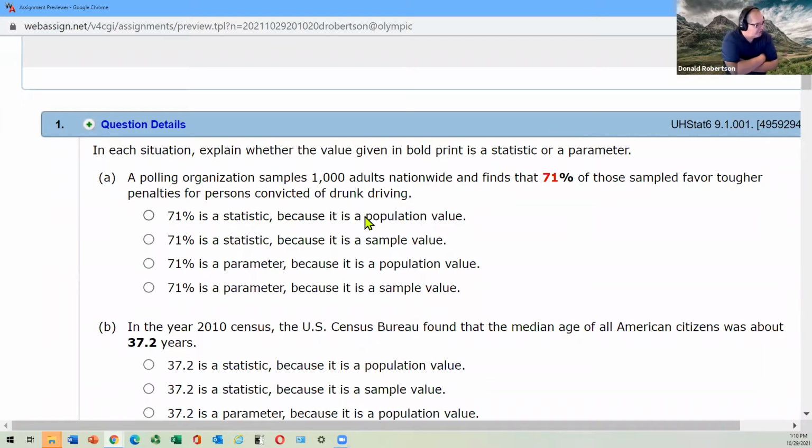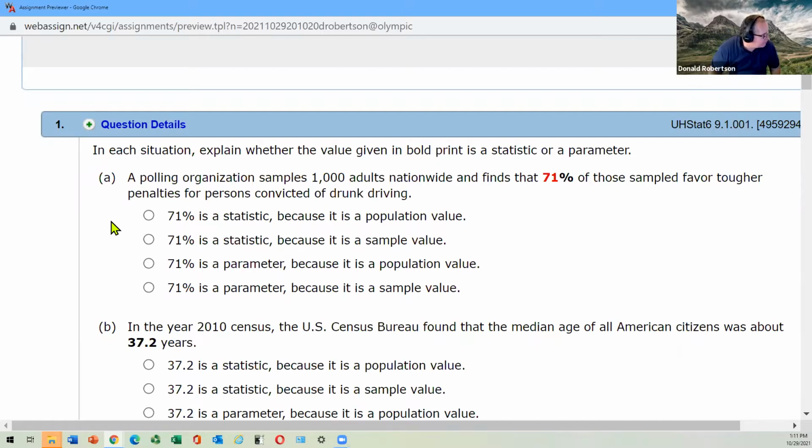Okay, in each of these situations, the thing that's bold, so in this case, it's that one there, is it a statistic or a parameter? So let's look at it. A polling organization samples 1,000 adults and finds that 71% of the sample wanted tougher drunk driving laws. What would that 71 be, a statistic or a parameter? Statistic. Yeah, the minute you see the word sample, isn't the answer almost done? Samples give you statistics, populations give you parameters.